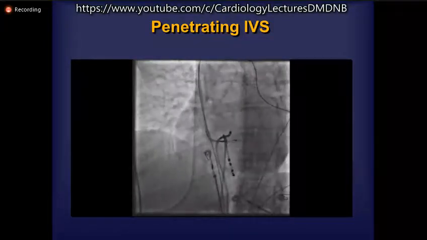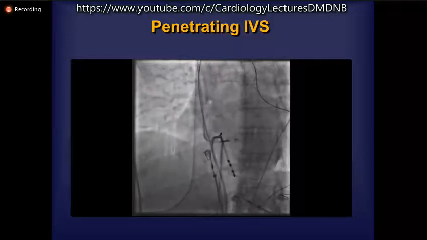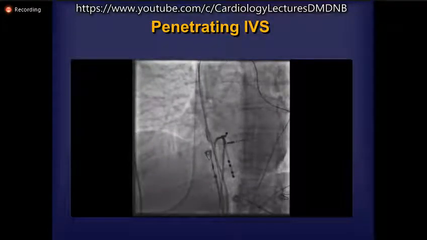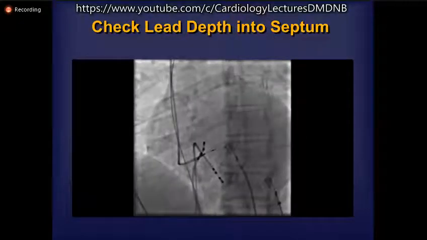And here again, there are various parameters to see, because you have to penetrate sufficient depth to reach just subendocardially close to the left bundle, but you should not penetrate through and through into the LV. And that's very important. We use various parameters, including the QRS morphology, as well as the impedance readings, to make sure that we are penetrating just to the right depth.